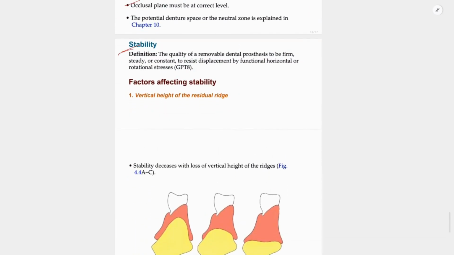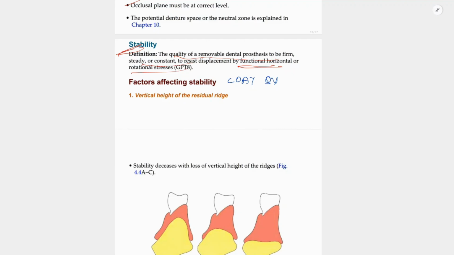Next is the stability. Very important. So we are done with retention. Now we are moving to stability. Very important is the definition of stability: the quality of a removable denture prosthesis to be firm, steady or constant, to resist displacement by functional horizontal or rotational stresses. Now what are the factors? We had remembered a mnemonic, CQV. So let us start.